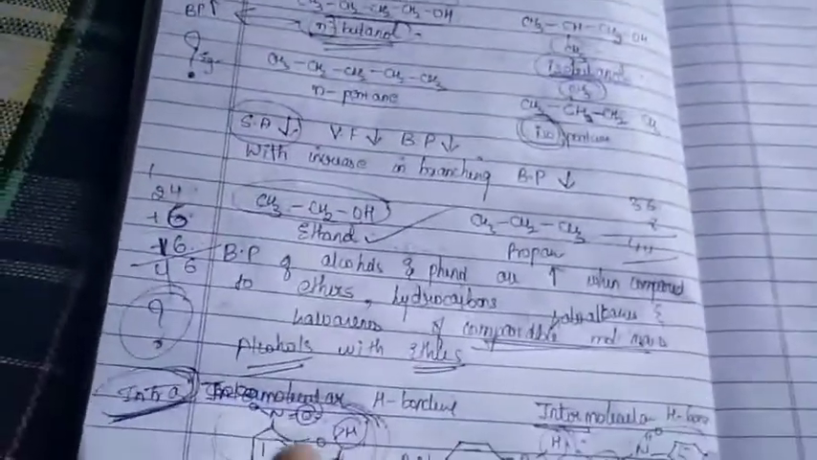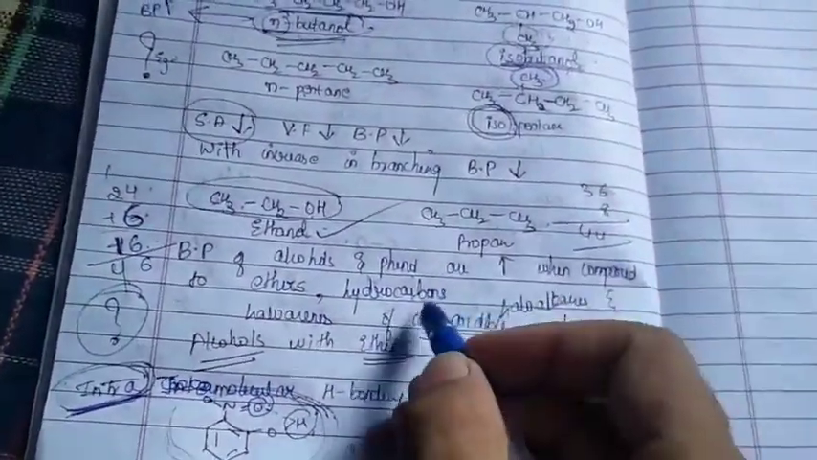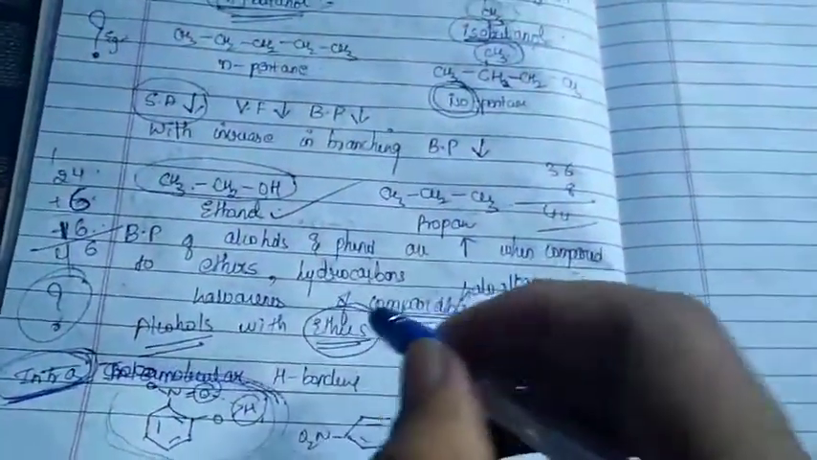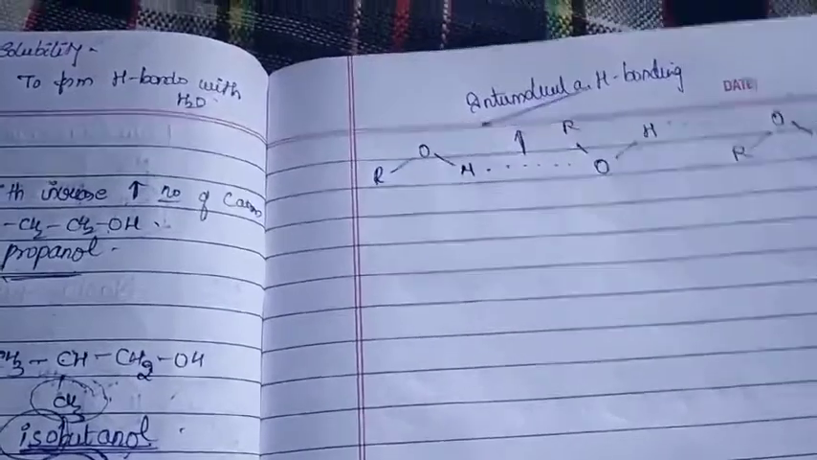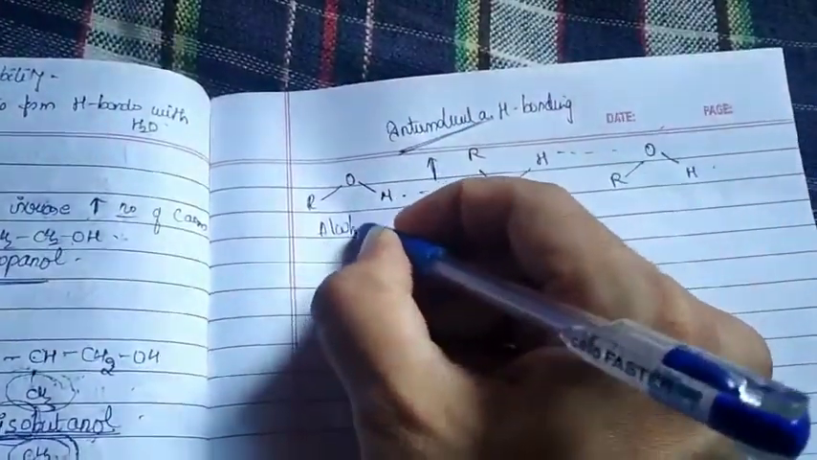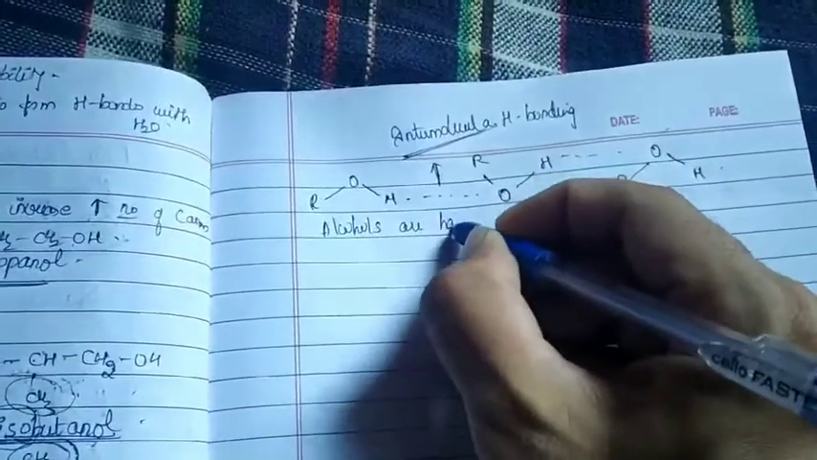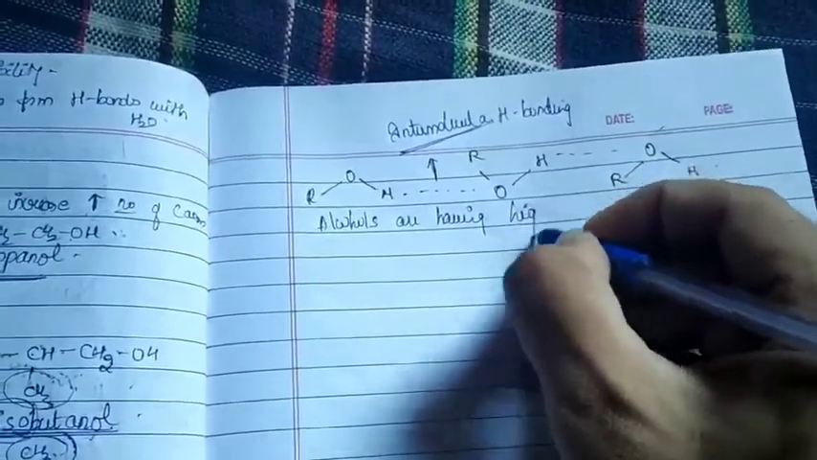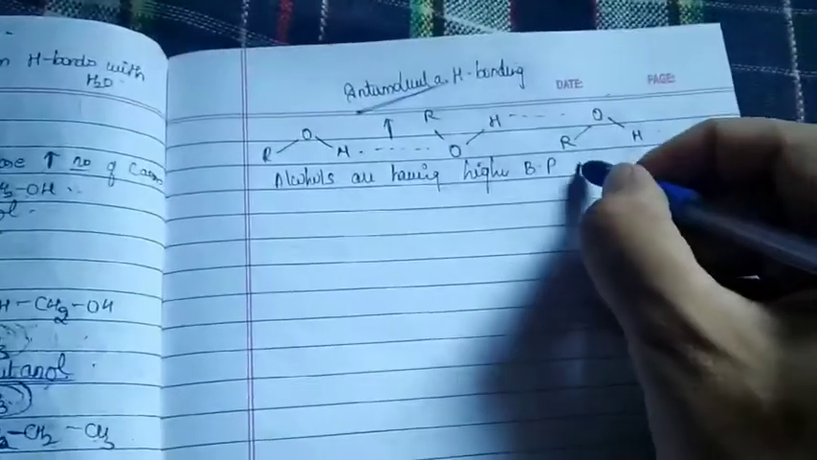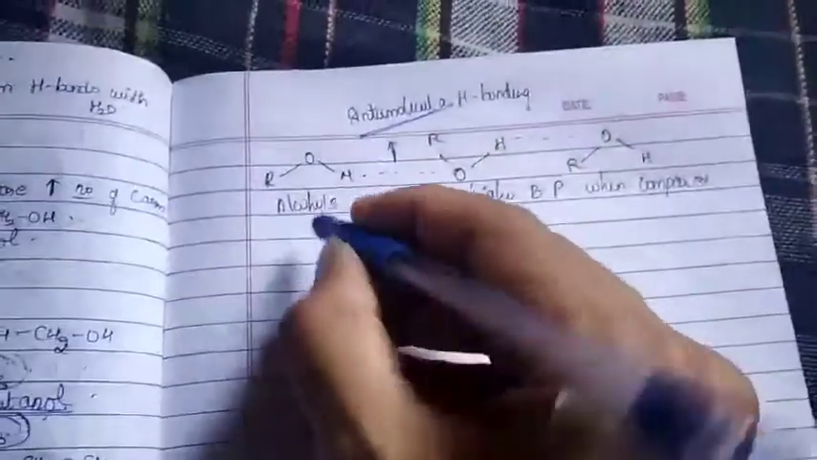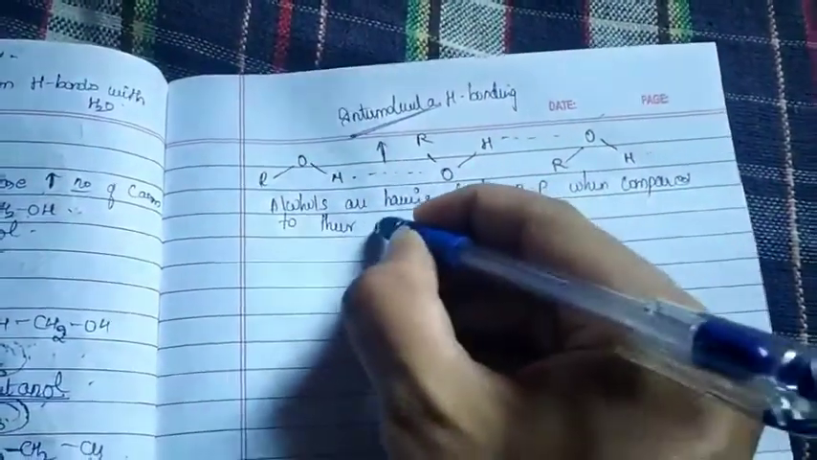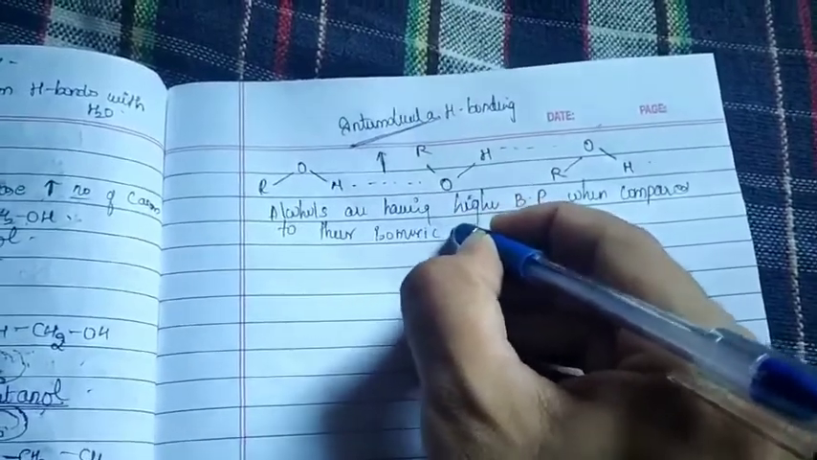Why have I said this? When I am comparing my alcohols with ethers, your ethers are lacking this intermolecular hydrogen bonding. Therefore they can be easily broken off and they will be easily boiled off. For that reason, your alcohols have a higher boiling point when compared to their isomeric ethers.